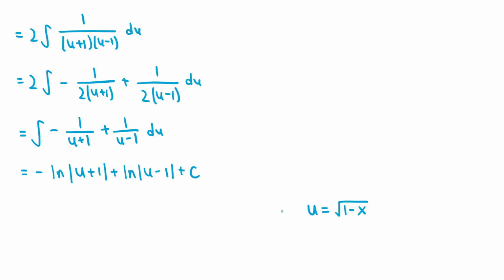We originally substituted u equals the square root of 1 minus x. So if we substitute this back in for the u, we get negative ln of the absolute value of the square root of 1 minus x plus 1 plus ln of the absolute value of the square root of 1 minus x minus 1 plus c. So the integral of 1 over x times the square root of 1 minus x is negative ln of the absolute value of the square root of 1 minus x plus 1 plus ln of the absolute value of the square root of 1 minus x minus 1 plus c.